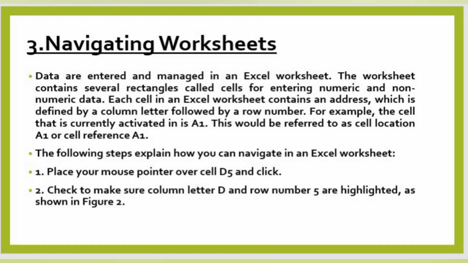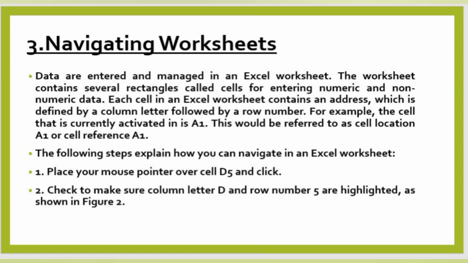Then you can see navigating worksheets. This is most important. Data are entered and managed in an Excel worksheet. The worksheet contains several rectangles called cells, for entering numeric and non-numeric data. The cell that is currently activated is A1. A means the column and 1 is the row number. The following steps explain how you can navigate.